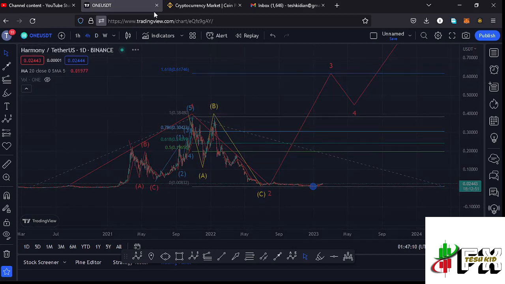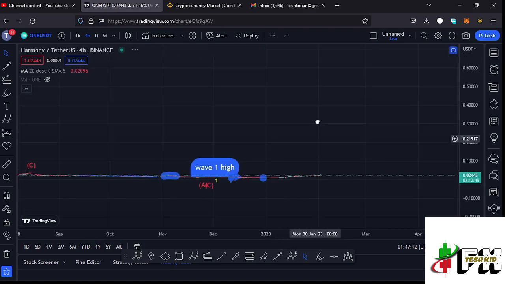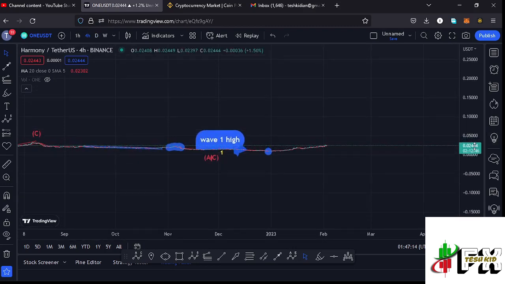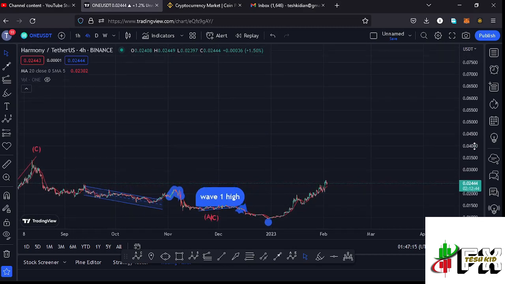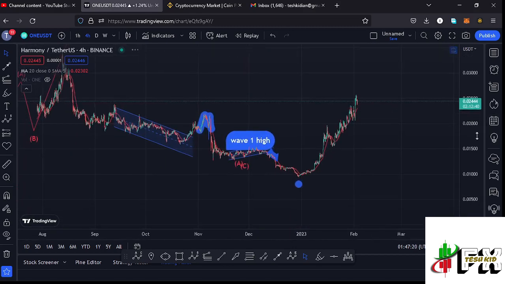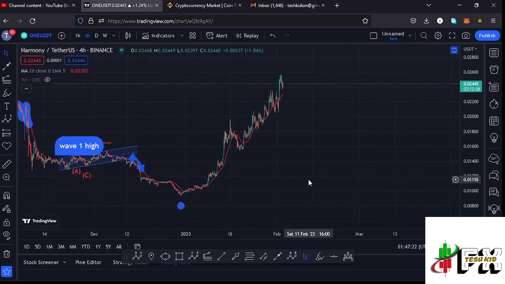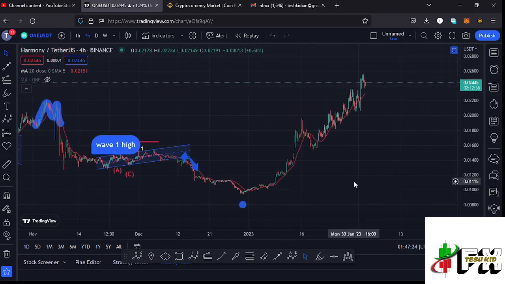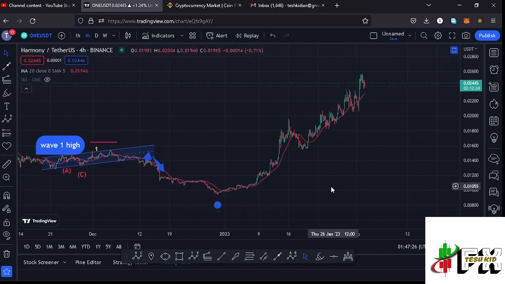And jumping to the 4-hour chart for further analysis and also to give you the short-term scenarios that I'm expecting to play out. Here on the 4-hour chart, you can see that after making our low at around the $0.009 mark, we started a very nice bounce to the upside in a move that has also been obeying the ED12 structures.